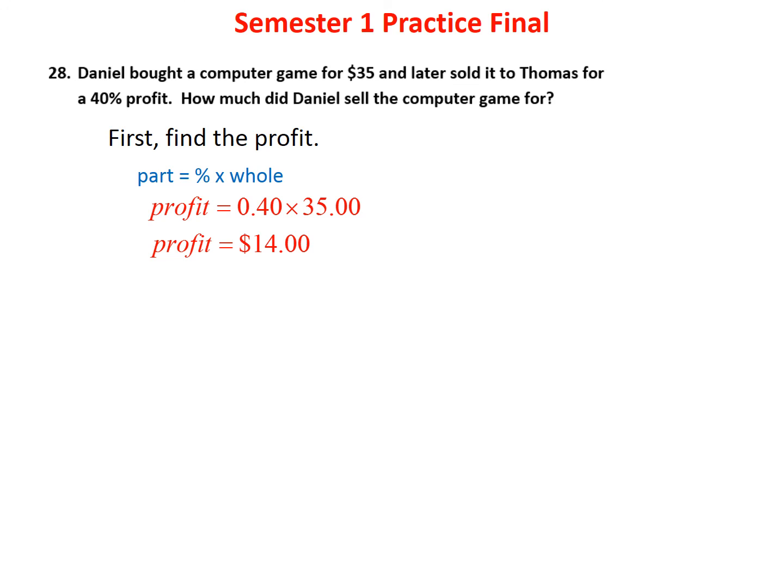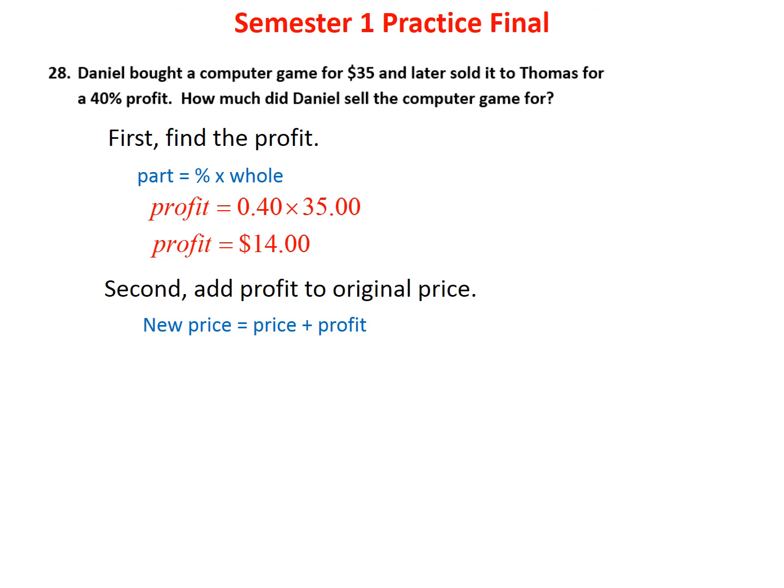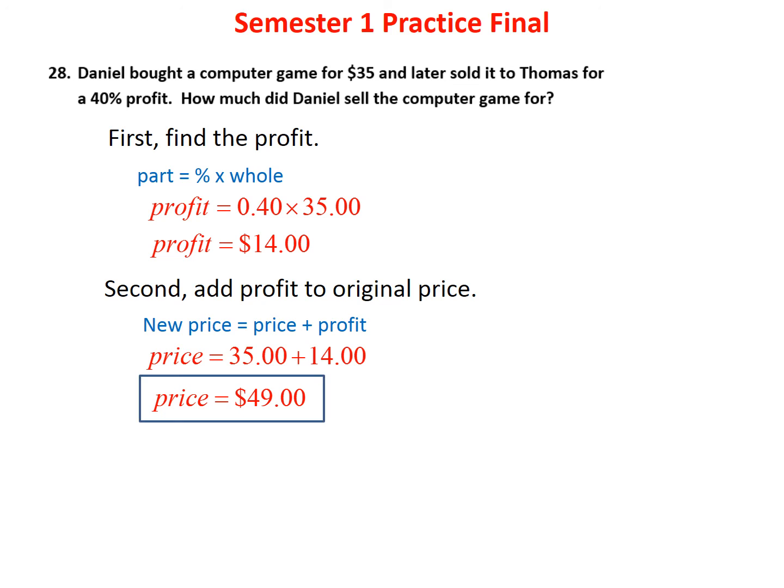So to find what he sold it for, we're going to add the profit to the original price. So the new price is the original price plus the profit. So at this point it was 35 plus 14, and our answer is he sold this for $49. He made $14, or 40%, on his original investment.